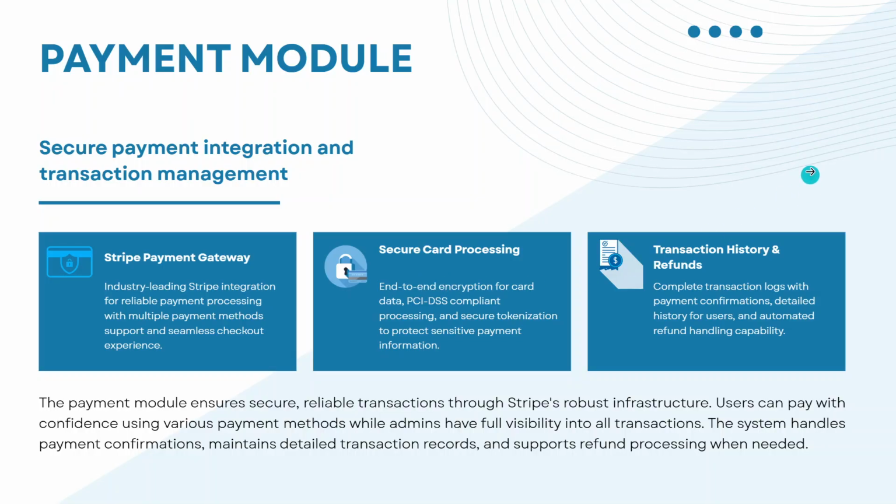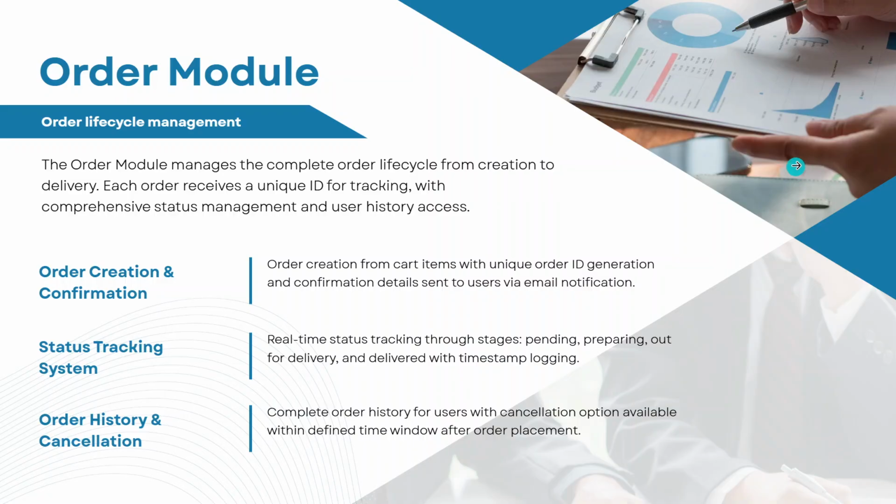Coming to the next slide, order module. The order module handles the complete life cycle of an order in the system. Once payment is successful, the system creates a new order using the items present in the cart. Each order is assigned a unique order ID for tracking purposes.